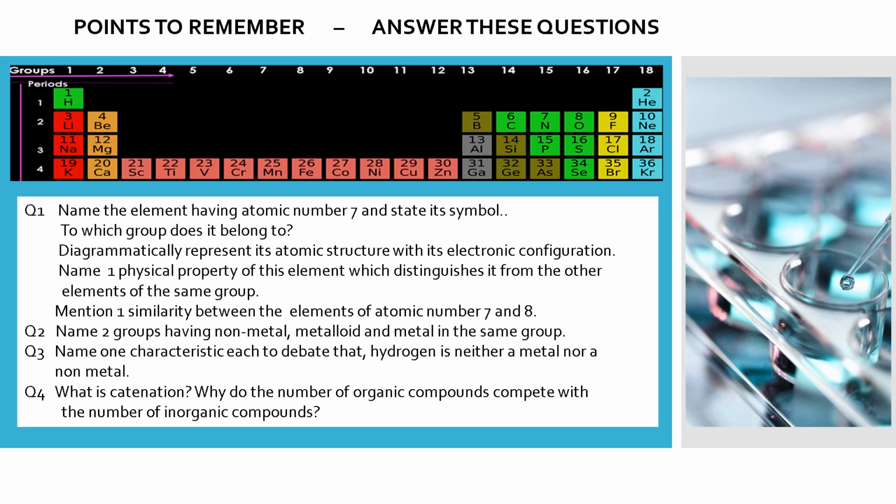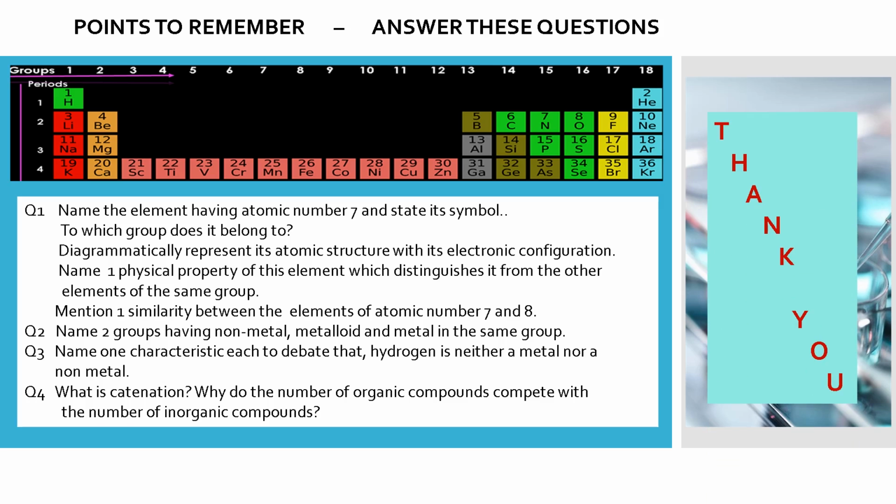Why does the number of organic compounds compete with the number of inorganic compounds? See, all organic compounds contain carbon. They are carbon containing compounds. Inorganic compounds are the compounds of all the other elements put together. But still the numbers are almost equal, if not more, at least equal. It is because of the catenation of carbon, where it forms long chains, branched chains, rings, and other structures which you will be learning in higher classes.